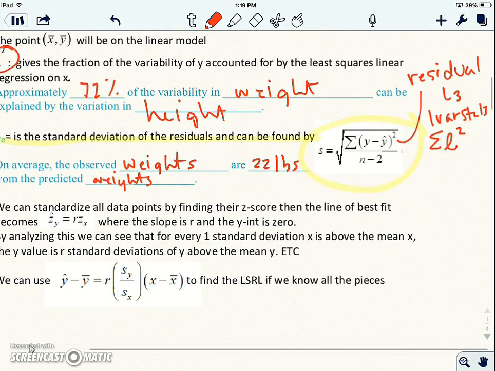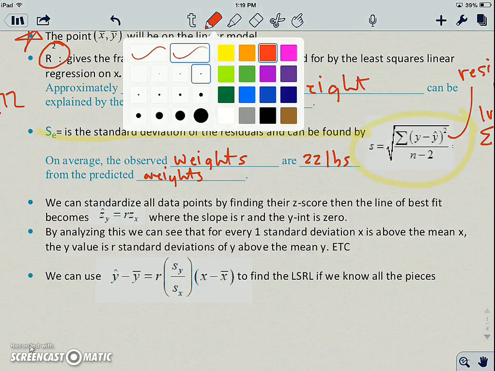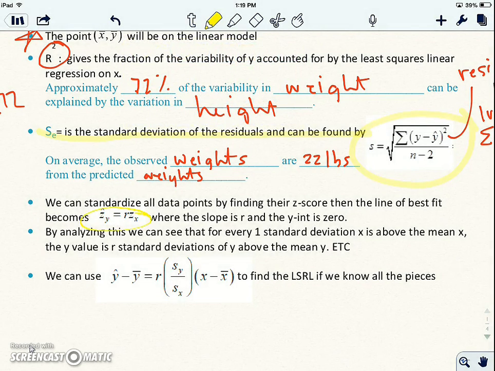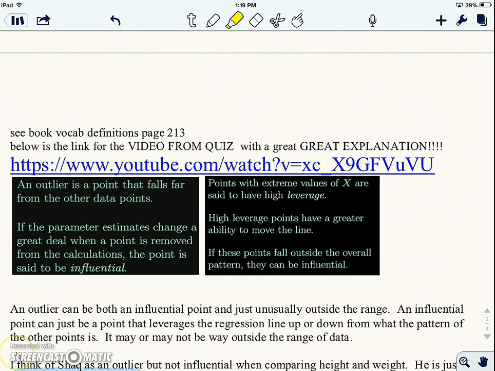Also, we can standardize all data points by finding their z-score. Then the line of best fit becomes, as we talked about a minute ago, a line where the slope is r and the y-intercept is 0. By analyzing this, we can see that for every one standard deviation x is above the x mean, the y value is r standard deviations above the y mean. It works the same way if we're below. And then we can use what we just saw, this formula, to find the least square regression line if we know all the pieces. Now let's talk about leverage and outliers and influence.